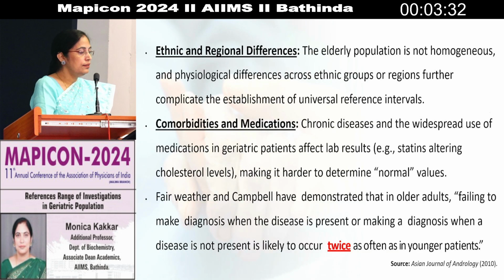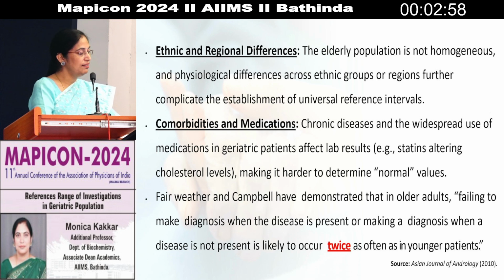Again, ethnic regional differences, like in younger adults. Similarly, for the geriatric group as well, comorbidities and medications contribute, because most of the geriatric population is on medication. So it's really difficult to interpret what the true normal value would be had they not been on medication, because most of the population under study would usually be on one medication or the other, or maybe polypharmacy, taking more than one medication.